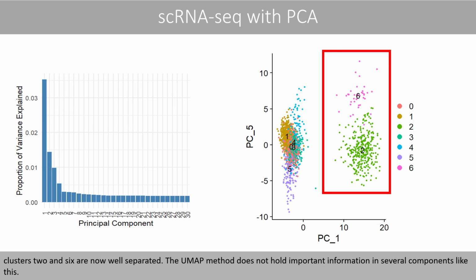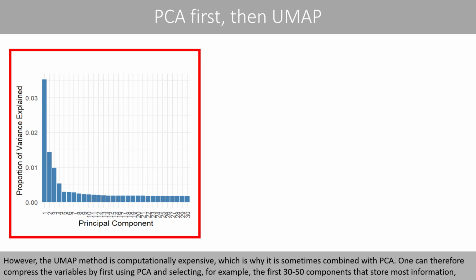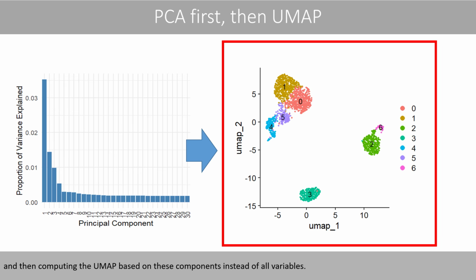The UMAP method does not hold important information in several components like this. Instead, it includes all information in just 2 dimensions, which explains why the UMAP plot better identifies clusters that exist in the high-dimensional data. However, the UMAP method is computationally expensive, which is why it is sometimes combined with PCA. One can therefore compress the variables by first using PCA and selecting, for example, the first 30 to 50 components that store most information, and then computing the UMAP based on these components instead of all variables.